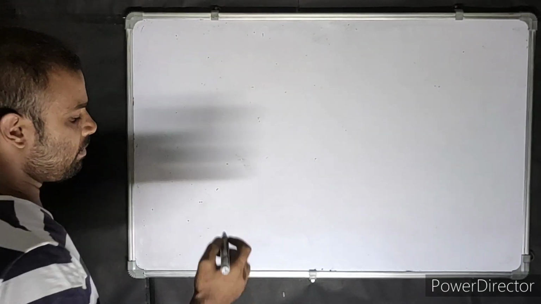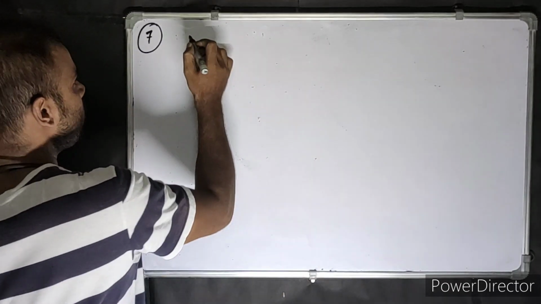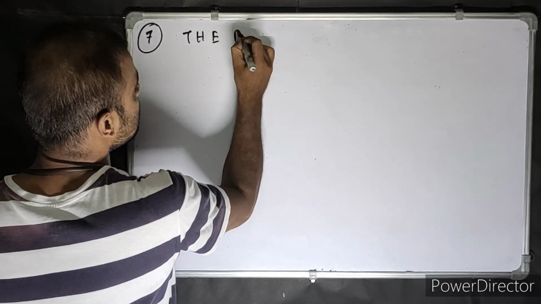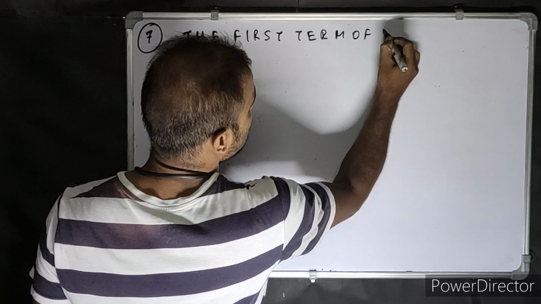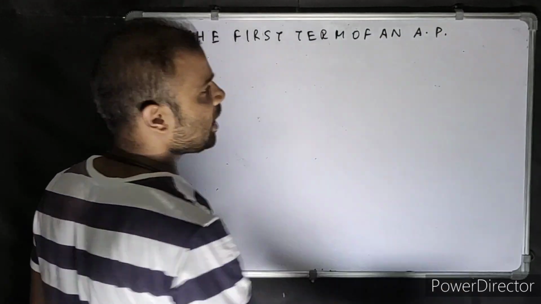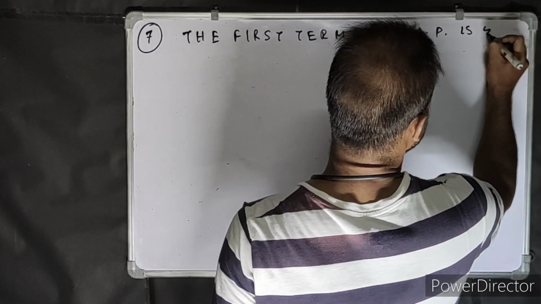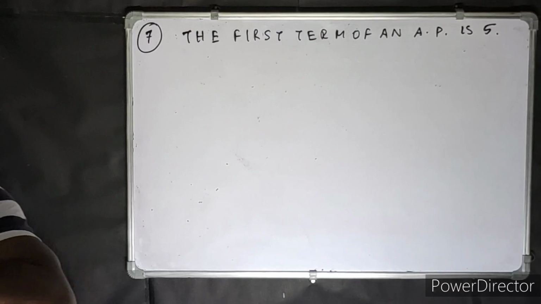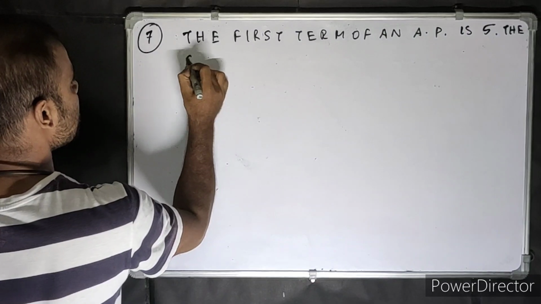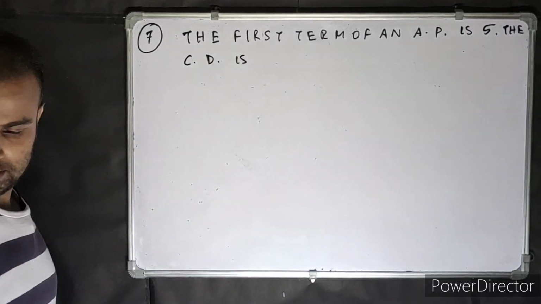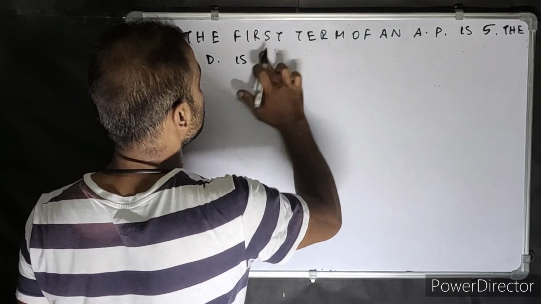Starting with question number 7, it says the first term of an AP is 5. Very simple question. The first term of an AP is 5. The common difference, writing in short CD, is 3. The common difference is 3.